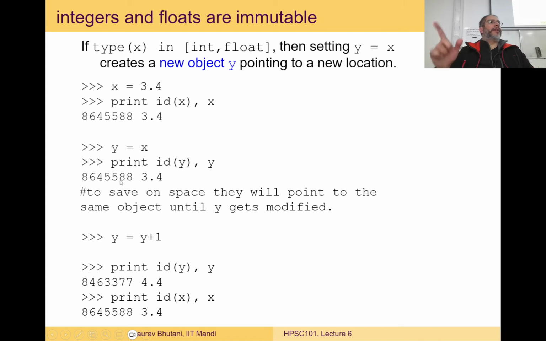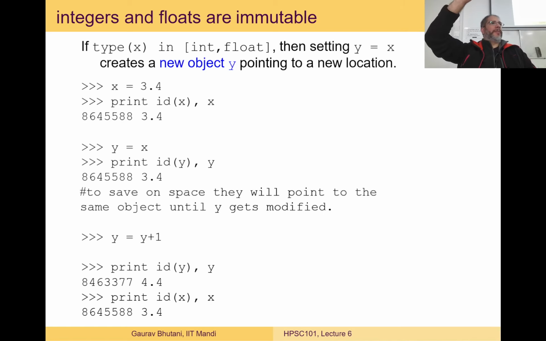But that is again Python being smart, trying to save you space. If you do y equal to 100 or y equal to y plus 1, whatever, if you try to modify y, then you check the ID of y, it has changed, because integers are immutable. So saying y equal to x and modifying y will not change x.